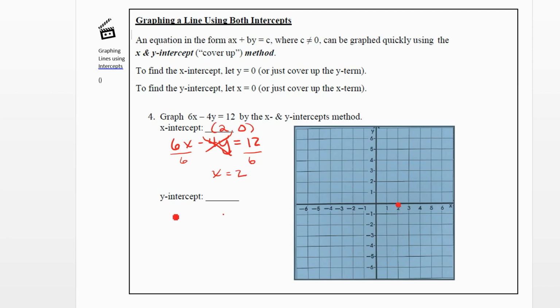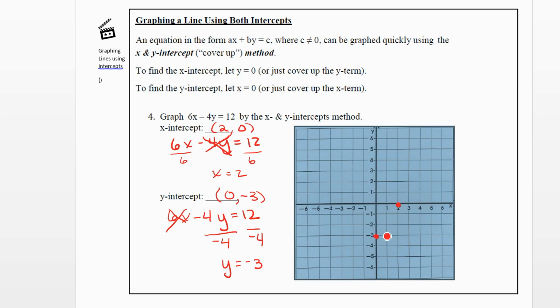For the y-intercept, we're going to take our line, 6x minus 4y equals 12, and we're going to cover up the x term. So you can just cover that up, make it go away. And we're now going to solve for y, so we would divide both sides by -4, and we get y equals -3. So that's the y-coordinate, so our x-coordinate here is going to be 0, and the y-coordinate is -3.